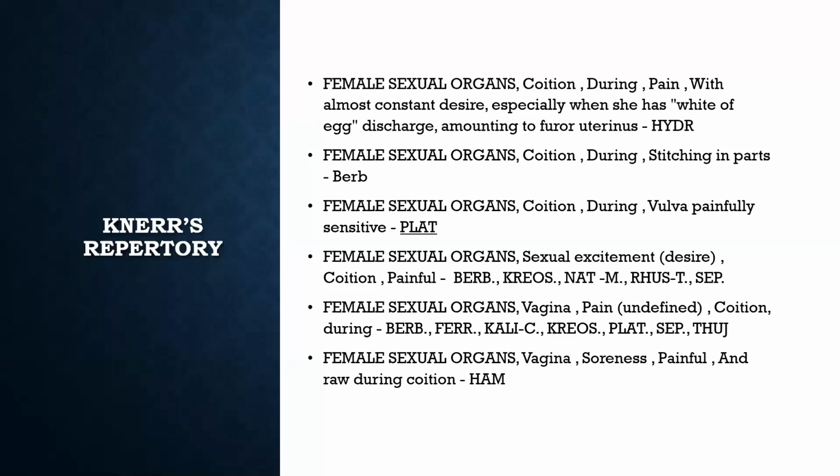Last rubric, you can see: female sexual organs, vagina, soreness, painful, and raw during coition. So unlimited rubrics have been given in all these repertories. It's up to us how we manage to make use of it.